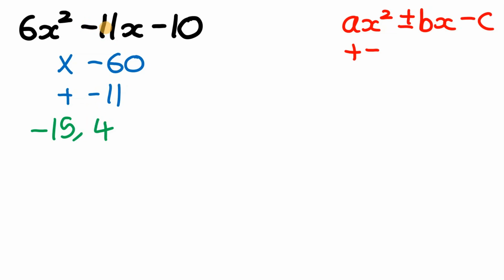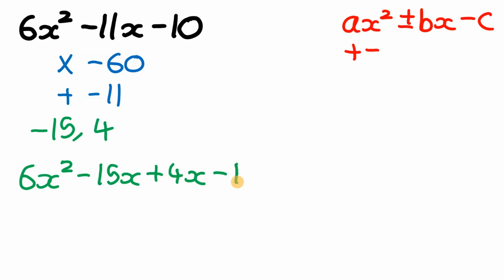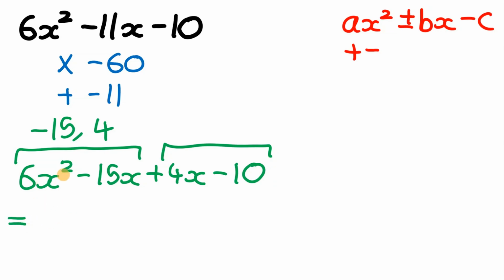So we can split this minus 11x up into minus 15x plus 4x like this here, and then we have this minus 10 on the end, and we're going to factorize these two expressions individually. So we have 6x squared minus 15x, so we can factorize out the x, and because we have 6 and 15 here, we can also factorize out 3 as well. So we can factorize out 3x, so 6x squared will now be 2x, and minus 15x, if you factorize out 3x, will now be minus 5, like this here.